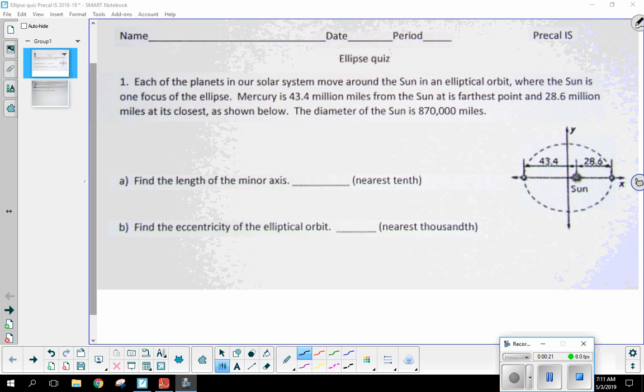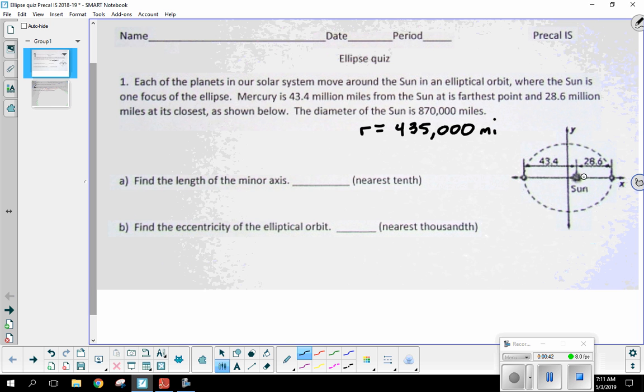Now, that is really important because, as I said in class, this diagram was not constructed very well. The center of the sun is the focal point. So what we need is the radius. Okay, I'm going to take the diameter and divide it by 2. So we're going to get 435,000 miles for the radius.